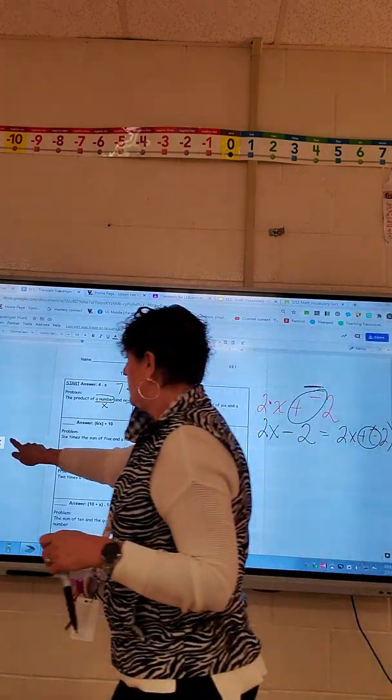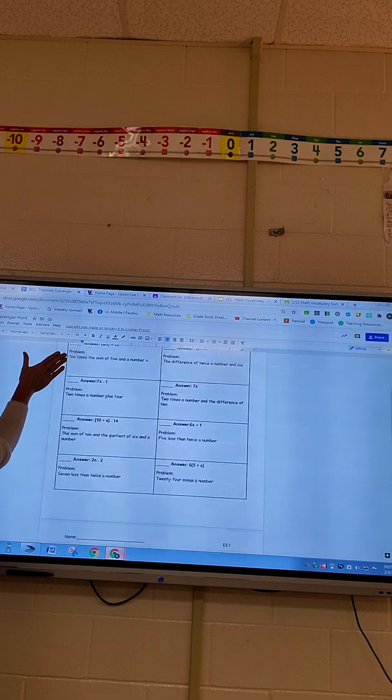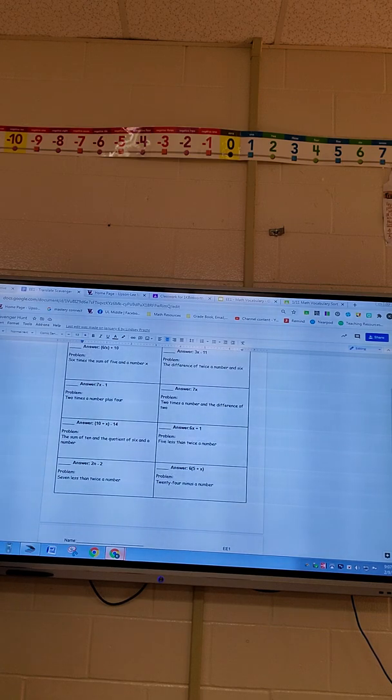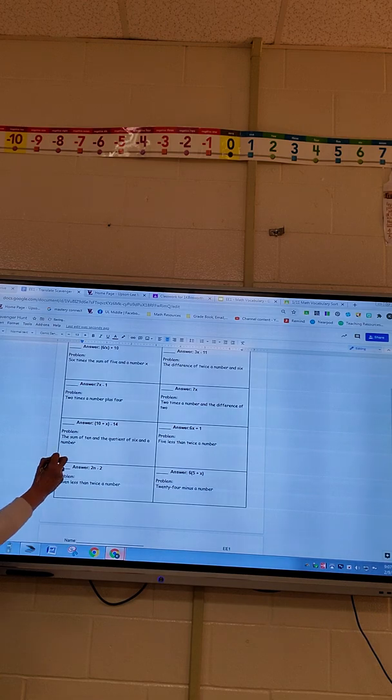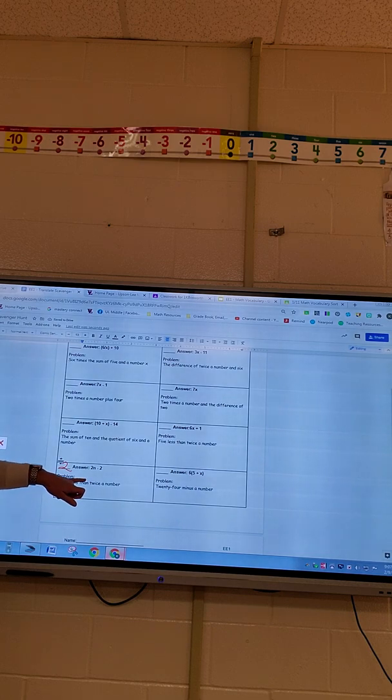Is it on here? Well, we got 2n minus 2. Is that okay if we use n? Yep. So right here, you're going to put a number 2, because that's the second problem we worked. Right here, we put a number 2. And then 7 less than twice a number.